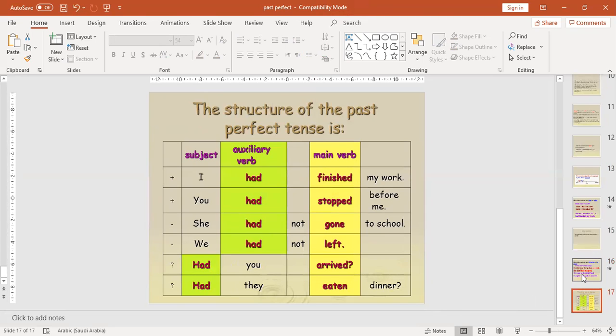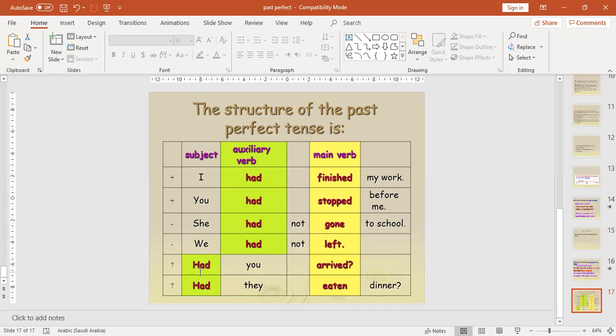Here is the conjugation of verbs. I had finished my work. I had stopped before you. You had stopped before me. Look at the yellow list: you always have the past perfect. And look at the green list: you always have the auxiliary verb had.